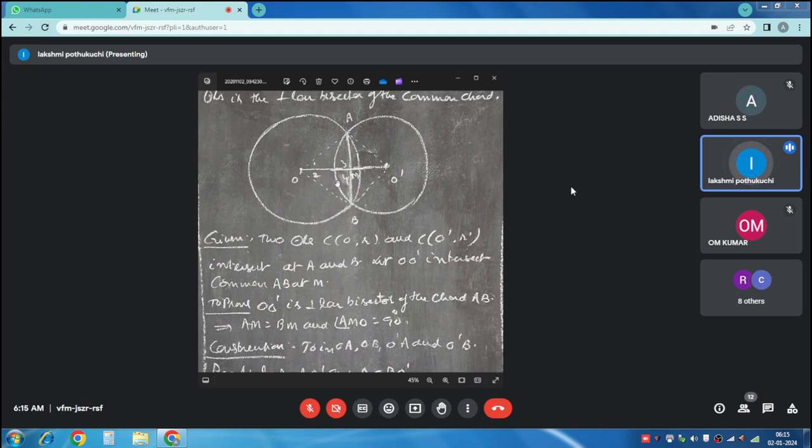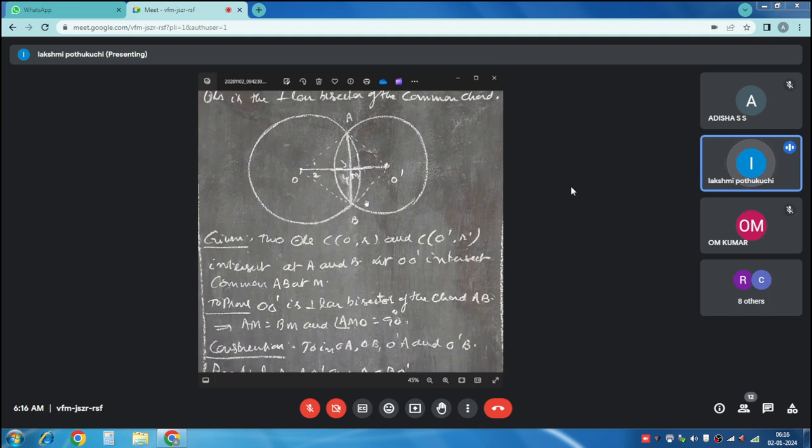But 3 plus 4 is equal to 180 by linear pair. So 2 times angle 3 is equal to 180. So angle 3 is equal to 90. Hence OO' is the perpendicular bisector of the common chord AB. Otherwise, we can say angle AMO is equal to angle BMO equal to 90 degrees and AM is equal to BM. Therefore, OO' is a perpendicular bisector of the common chord AB. Hence it is proved, children.